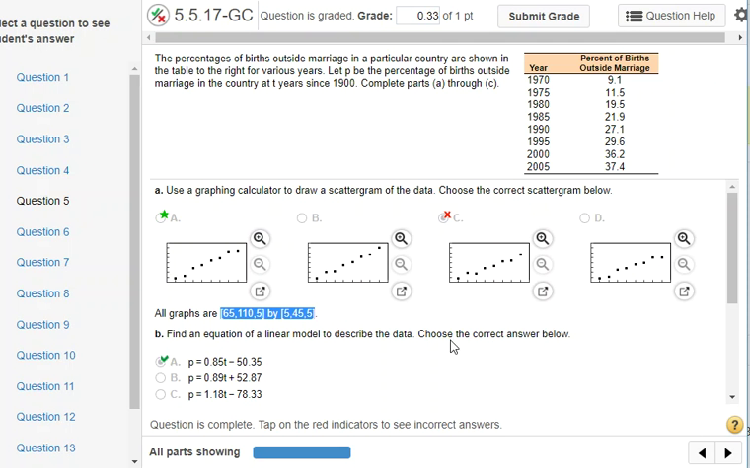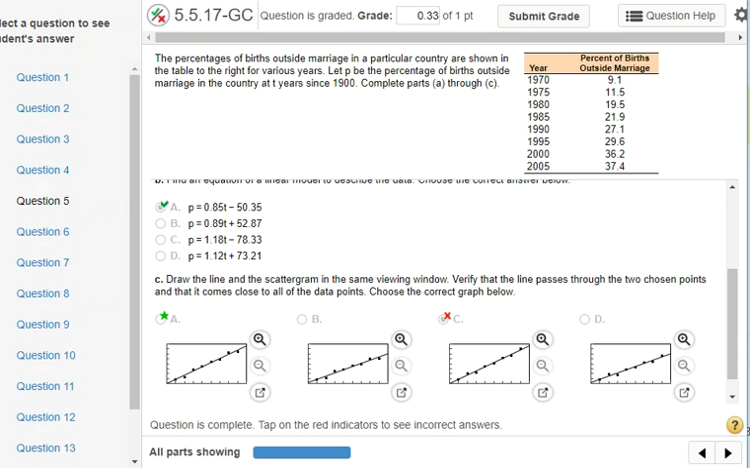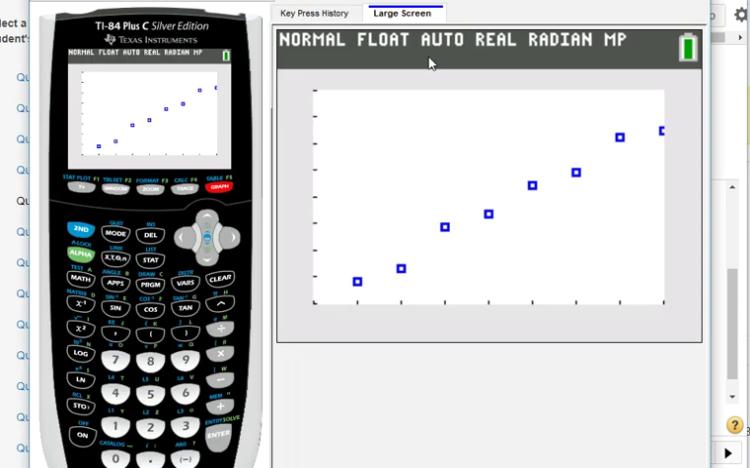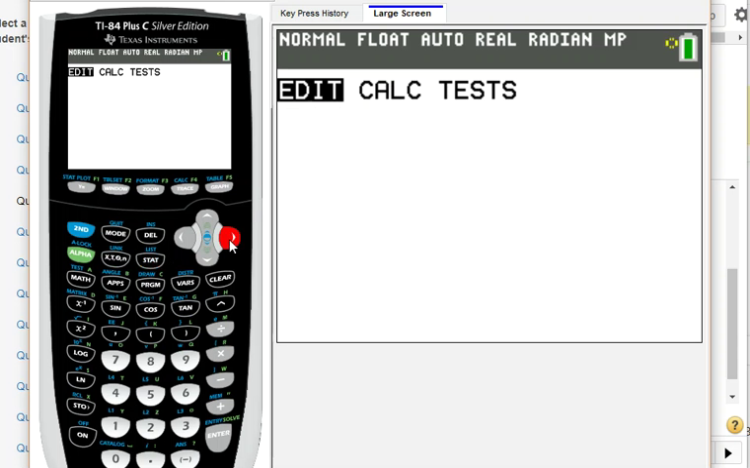Now, we want to find an equation of the model. This one we got correct, but let's do it anyway. You can use your calculator to do that, and if you were on a worksheet or a task, that's what you would do. You go into Stat. You're in the Stat menu. You've already edited your data. So you're going to go over using the arrow to Calc, short for calculate.